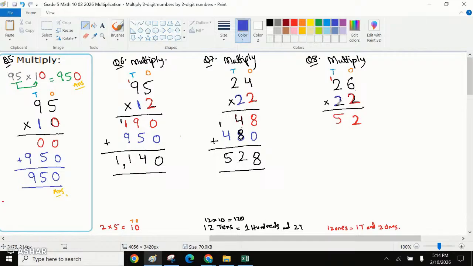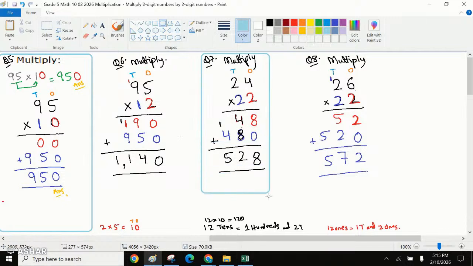Similarly, when we multiply the tens, we put a 0. 2 multiplied by 6 would be 12. And we take a 1 over here, right? 2 multiplied by 2 is 4. Plus 1 is 5. When we add the numbers together, 2 plus 0 is 2. 7 plus 2 is 7, and 5. That means 572 is your final answer.